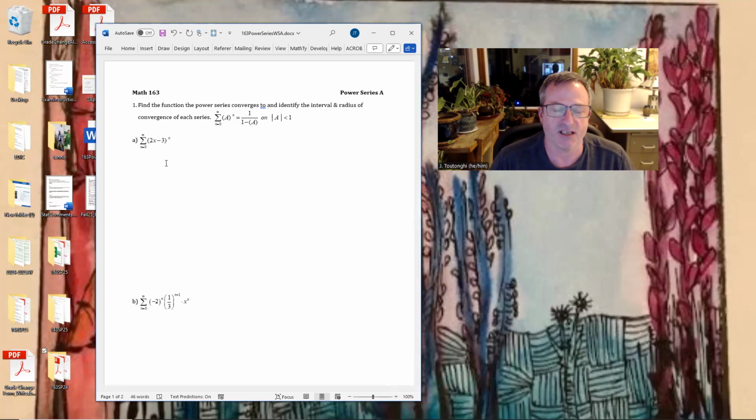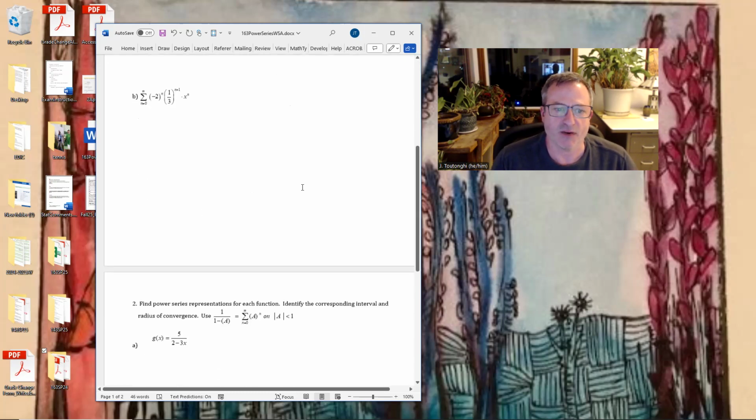each series. And again, we're using the fact that if I have a sum from n equals 0 to infinity of a to the n, that is going to equal 1 over 1 minus a on the interval of the absolute value of a less than 1. So here we're given the 2 series. In both cases, we have to get something to a power n before we can use this formula, and then find the interval and radius of convergence.